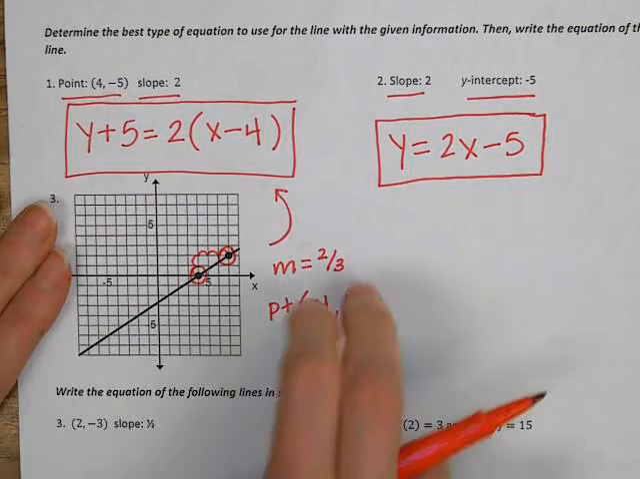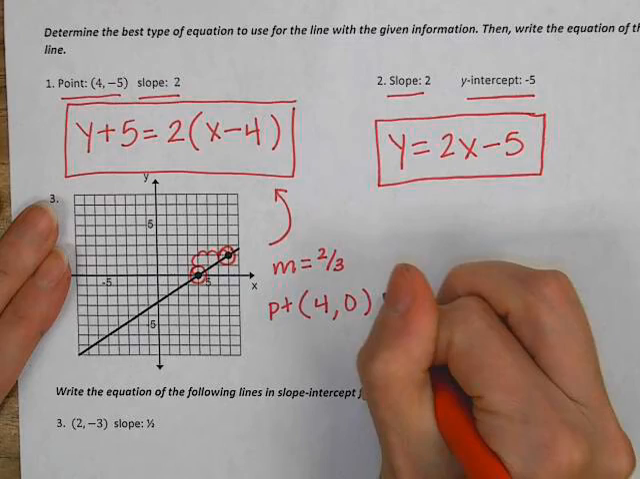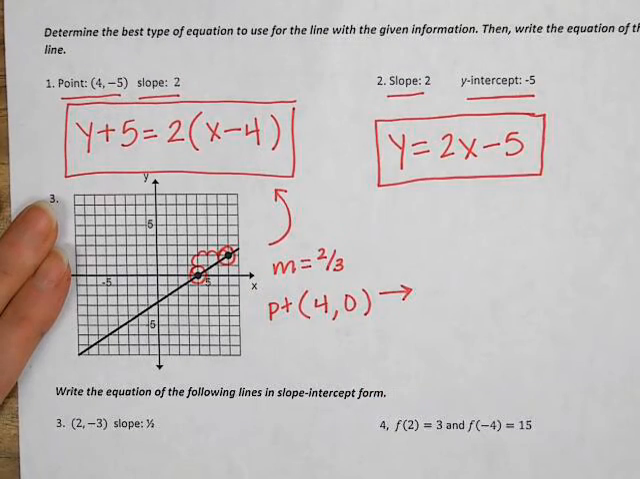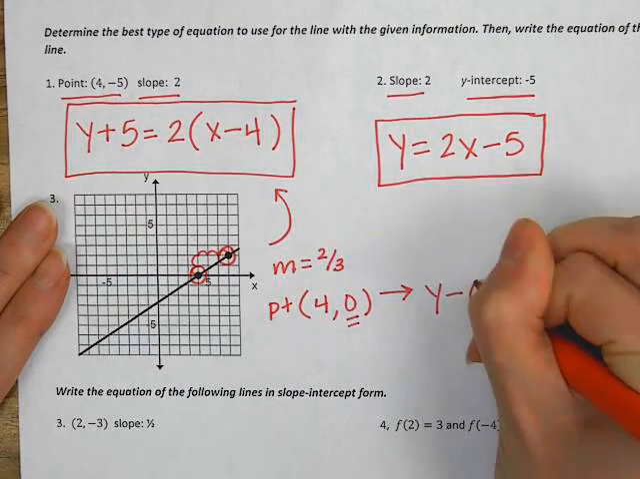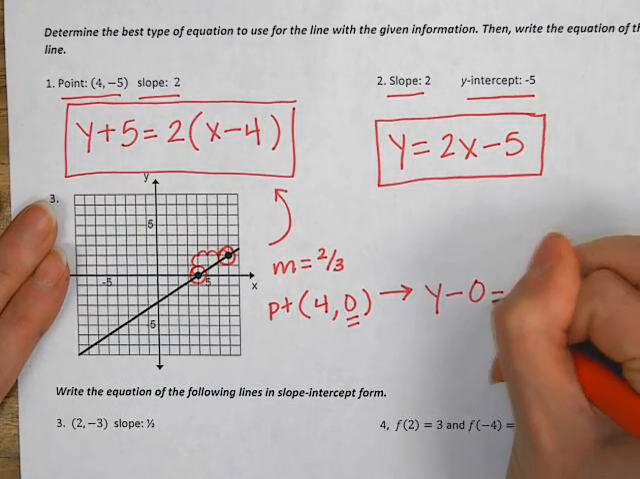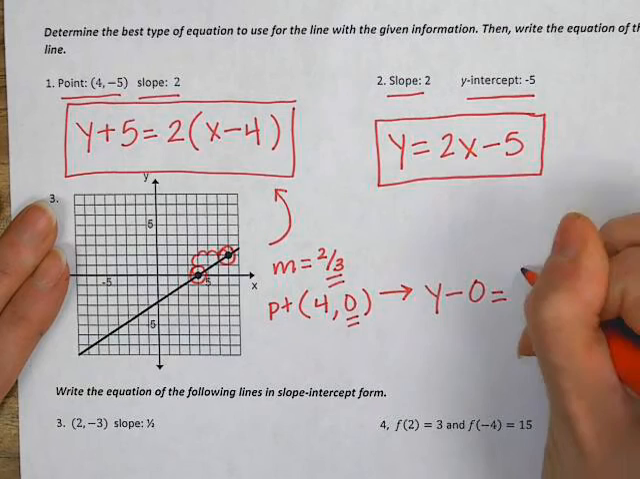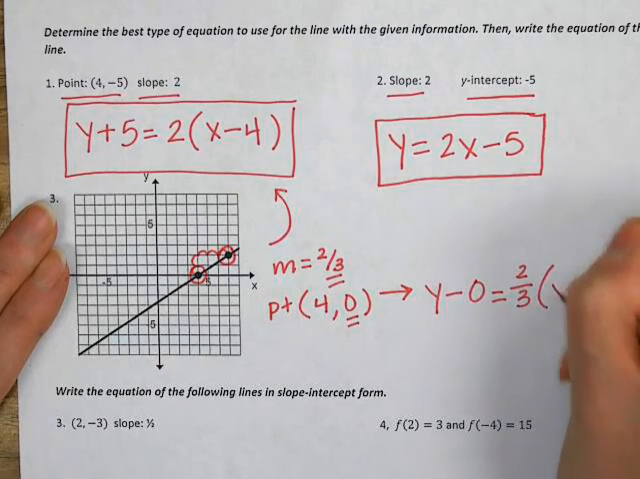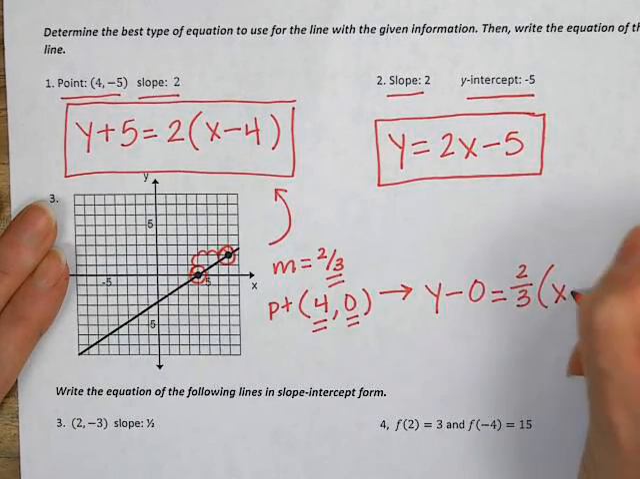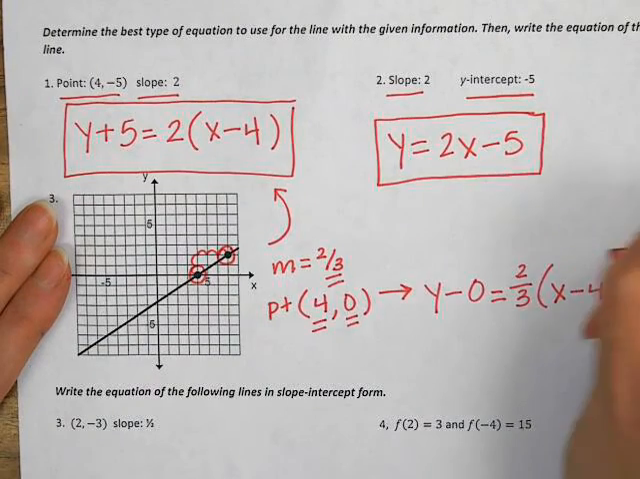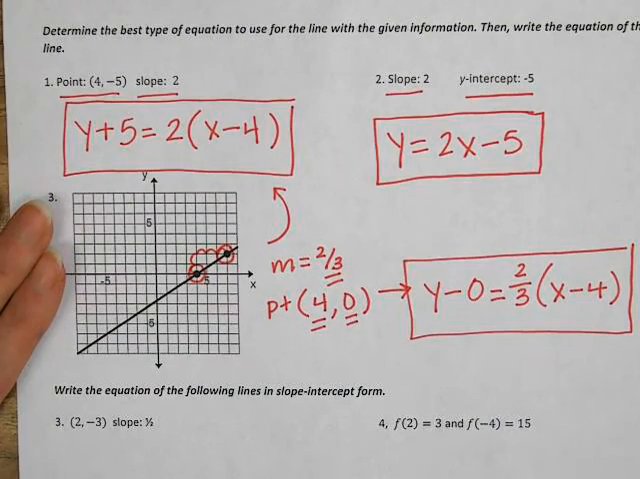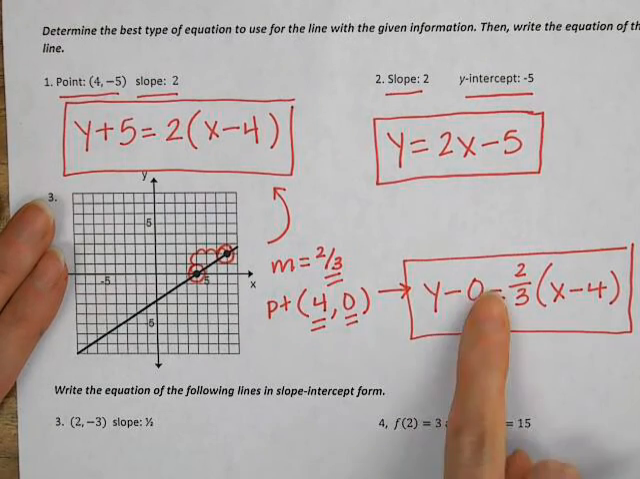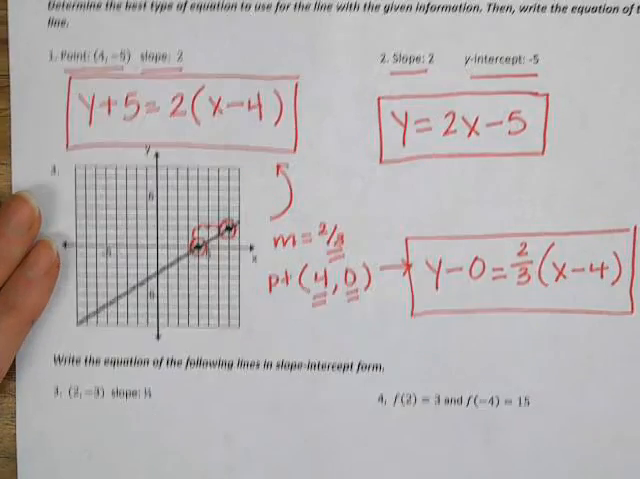All right, we have a point, we have the slope. Let's plug it into point slope formula. So y minus y1, so y minus 0, equals m, which is 2/3, times x minus x1, so x minus 4. And again, leave the formula like that. If you picked this point, you would have got a different formula. That's okay.